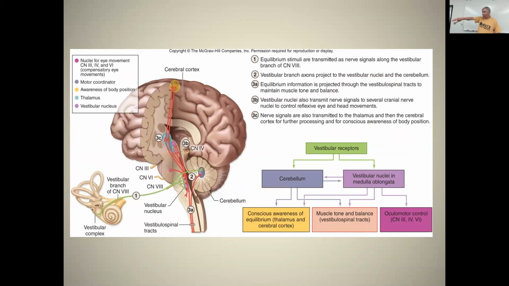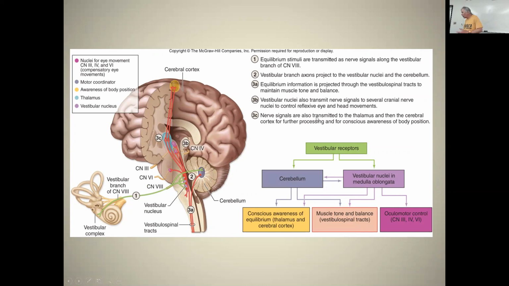And there is the equilibrium projection pathway. And it's really complicated. Look at, as I said before, how many places this thing is going. Equilibrium stimuli are transmitted as nerve signals along the vestibular branch of cranial nerve 8. Vestibular branch axons project to the vestibular nuclei and the cerebellum, so you know where your head is in space. Equilibrium information is projected through the vestibulospinal tracts to maintain muscle tone and balance. So it goes down the spinal cord. You contract those muscles in your legs, in your back, to hold you upright, to maintain balance.